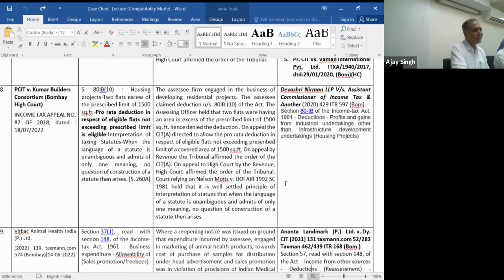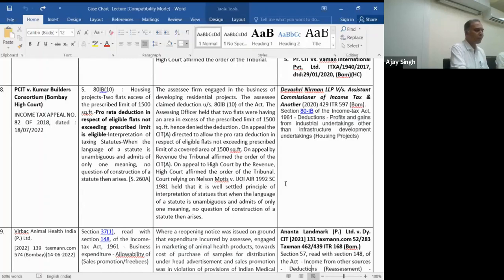The assessee had further filed the appeal and had explained that in regard to the excess area, wherever those flats are there, in that context only pro rata deduction should be allowed, for the eligible flats. To the flats which were exceeding the prescribed limit of 1500 square feet, to that extent the deduction may not be allowed, which was not accepted by the assessing officer.